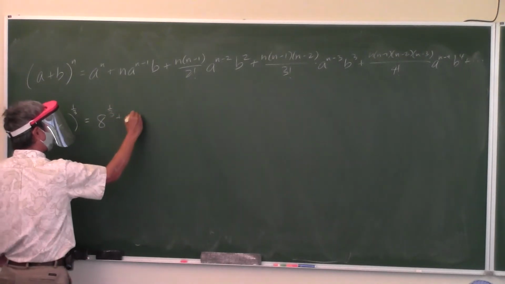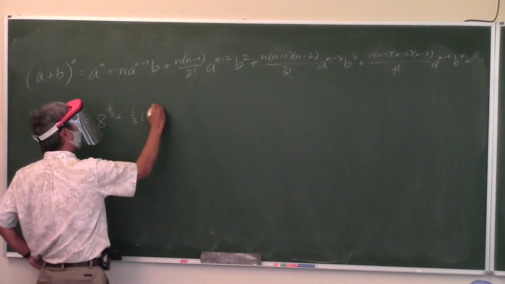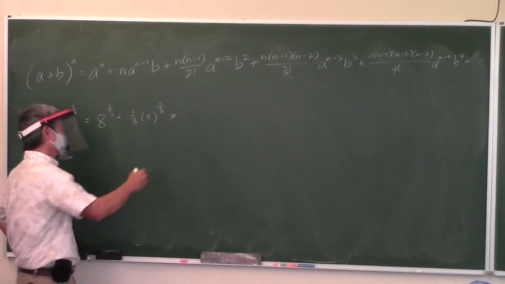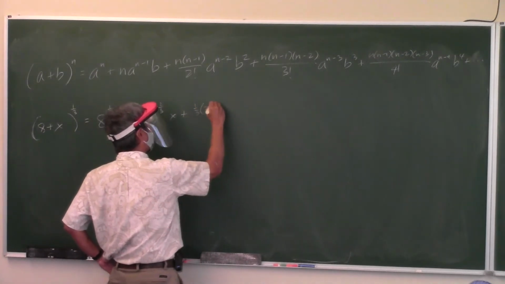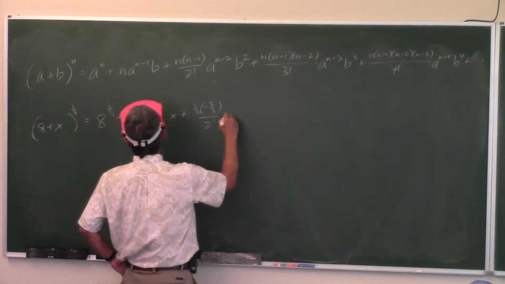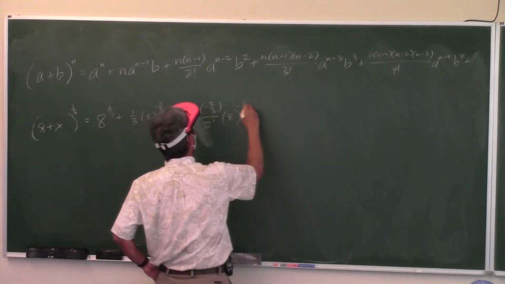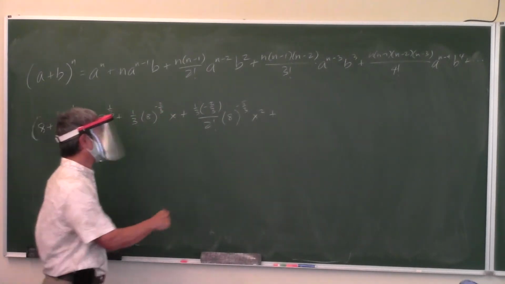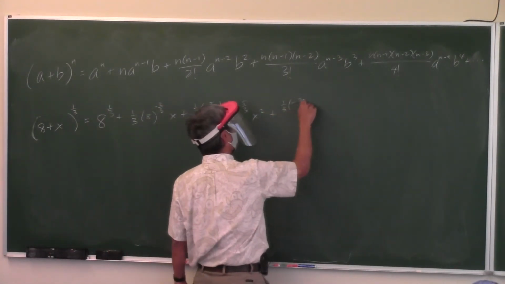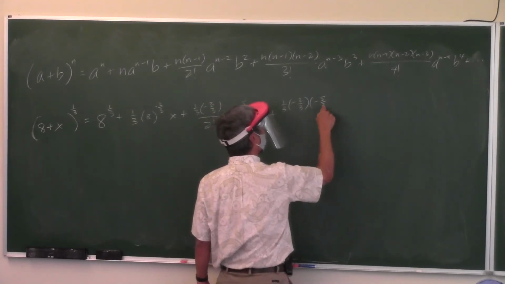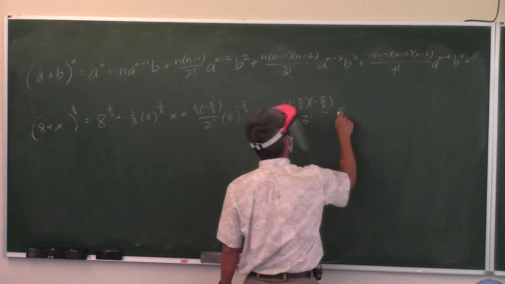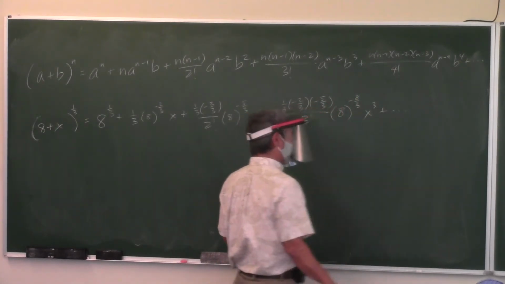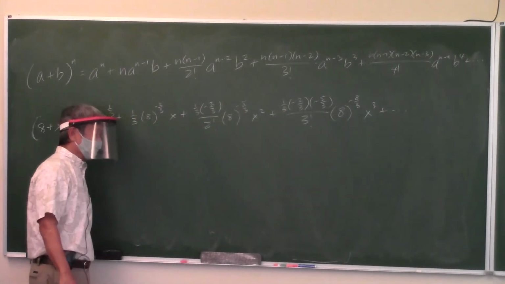A to the n plus n. The power of A goes down by 1. The power of B goes up by 1. Then n times n minus 1 over 2 factorial. The power of A goes down by 1. The power of B goes up by 1. Okay, let's just do one more. n times n minus 1, n minus 2, all over 3 factorial. The power of A goes down by 1. The power of B goes up by 1. That's the binomial theorem.